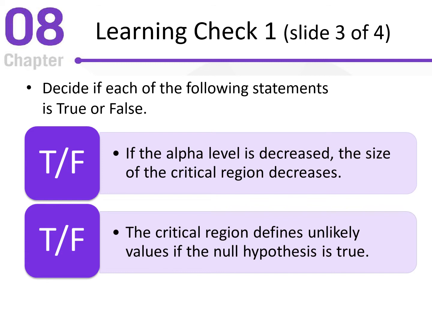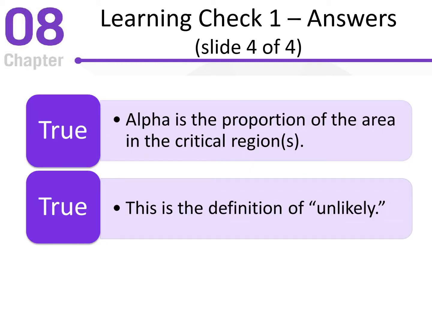Let's look at a couple of these. If the alpha level is decreased, the size of the critical region decreases. Well, if you decrease alpha level, you make it much harder to reject the null hypothesis. So in order to make it much harder to reject the null hypothesis, you've got to make the critical region also much less, right? And the second one, the critical region defines unlikely values if the null is true. That is the case because those are the tails. So if you end up in the tail, then the null is most likely not true. And that's what we got here.